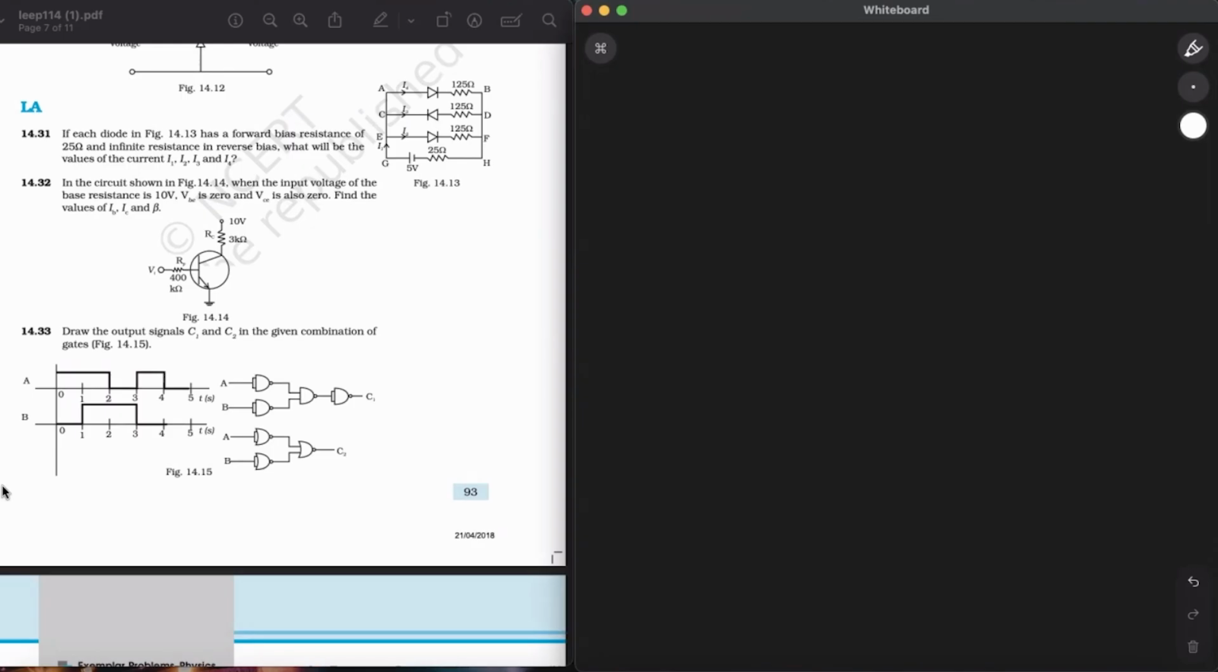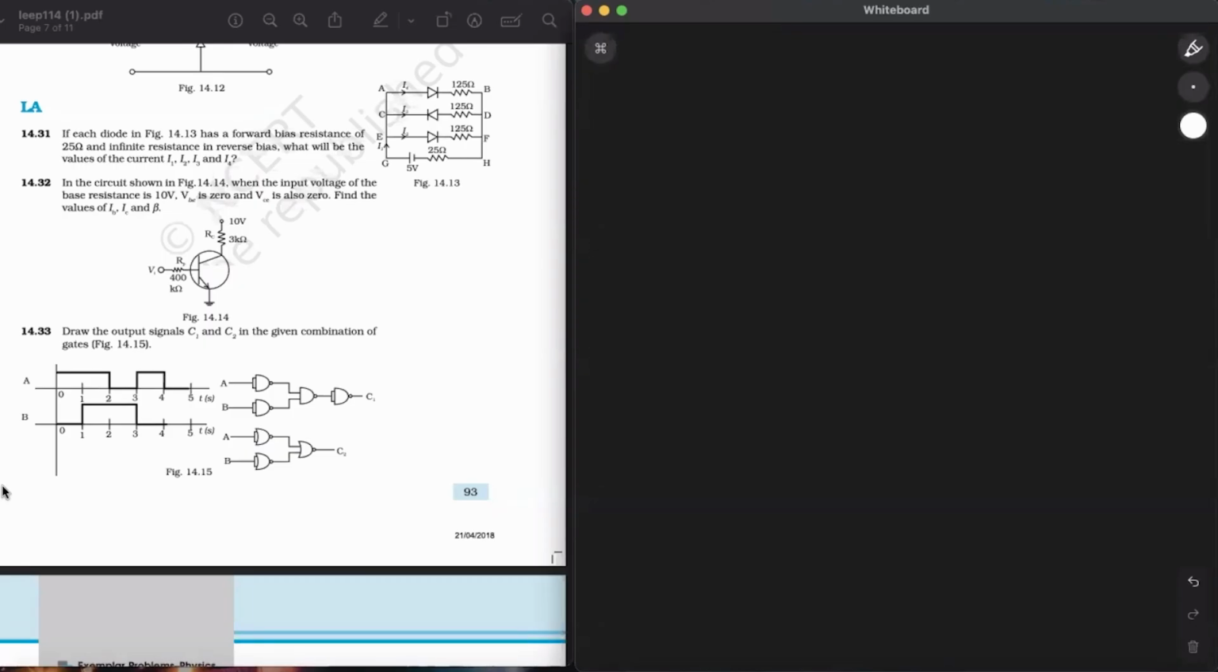So question number 31. If each diode in figure 14 contains a forward biased resistance of 25 ohms and infinite resistance in reverse bias, what will be the value of the current I1, I2, I3 and I4? Obviously infinite resistance will be there in reverse bias.